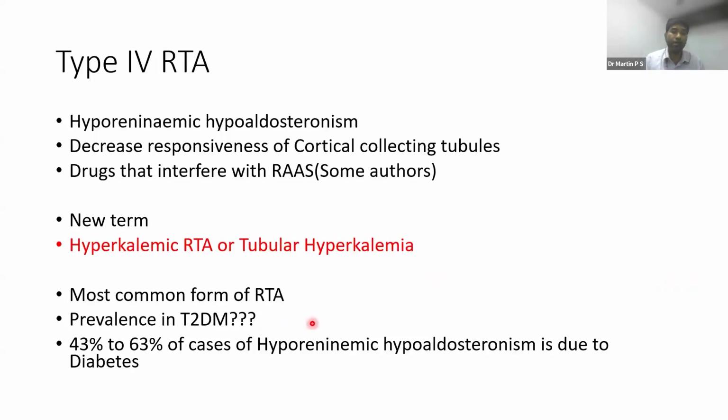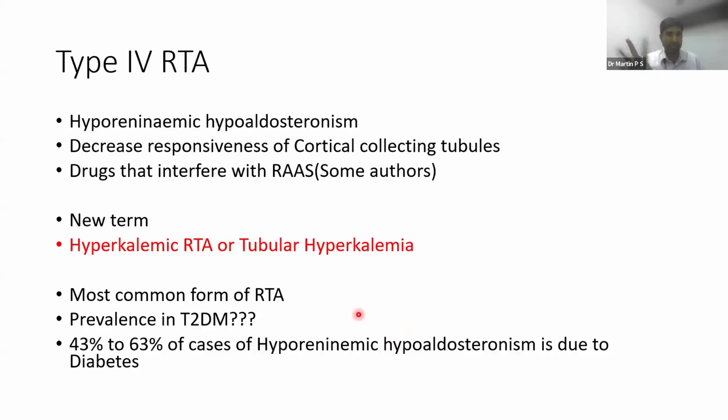And if you ask me the prevalence of type 4 RTA in diabetes, actually the literature is very sparse. Why do you think the reason might be? It is because mostly these patients are asymptomatic. These patients manifest only when there is a potassium load or a drug or some form of sepsis which unmasks the type 4 RTA. And whenever that acute event resolves, usually the potassium goes back to the normal range. Many a time we never do renin levels or aldosterone levels while evaluating such patients. Because of these reasons, the prevalence in type 2 diabetes is still unknown.